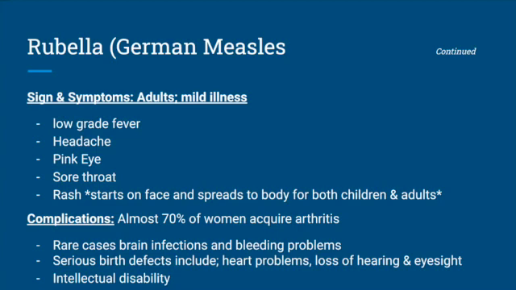Complications for this virus are that mostly women, about 70% of women, acquire arthritis. In rare cases, brain infections and bleeding problems. Serious birth defects include heart problems, loss of hearing and eyesight, and intellectual disability.